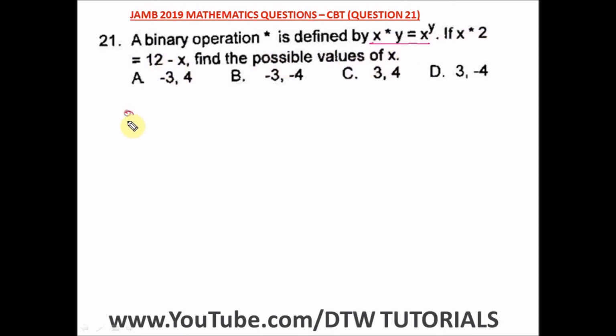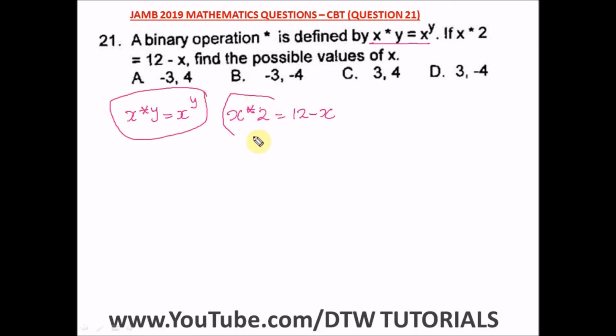So we have here x star y is equal to x raised to power y. From our equation, x star 2 is equal to 12 minus x. So this is likened to this, and we have to perform this particular operation on this. Where this is still x and this will be y, it means that we are going to have x raised to power y, which is x raised to power 2.